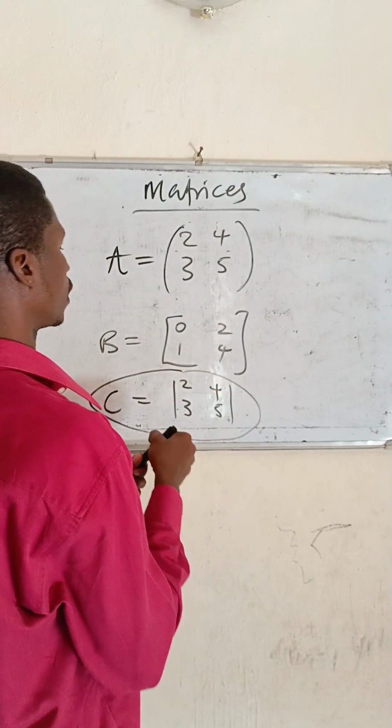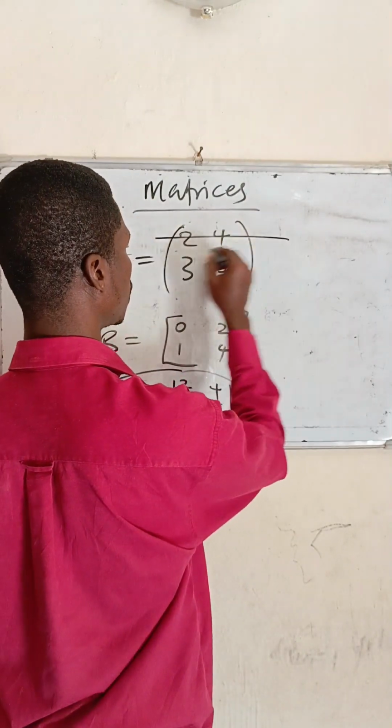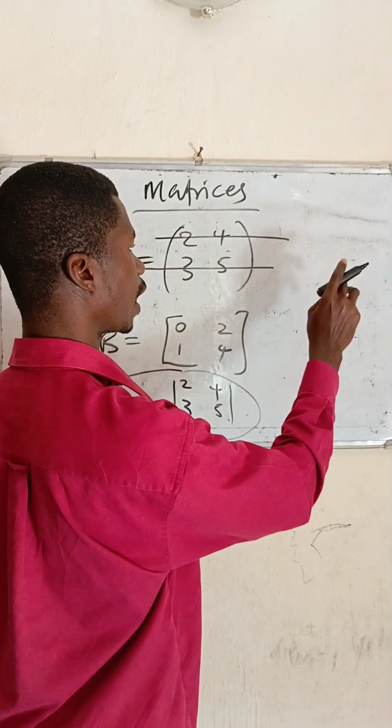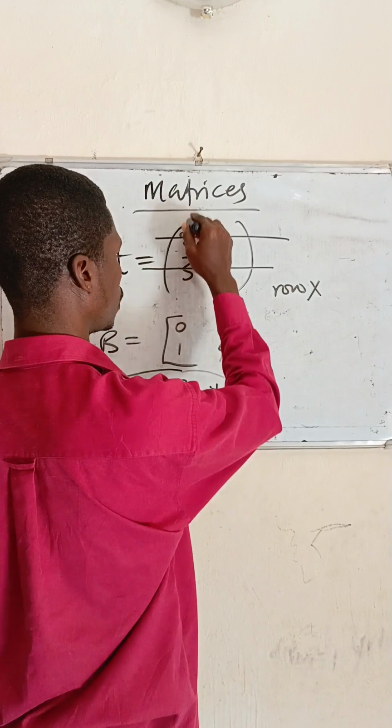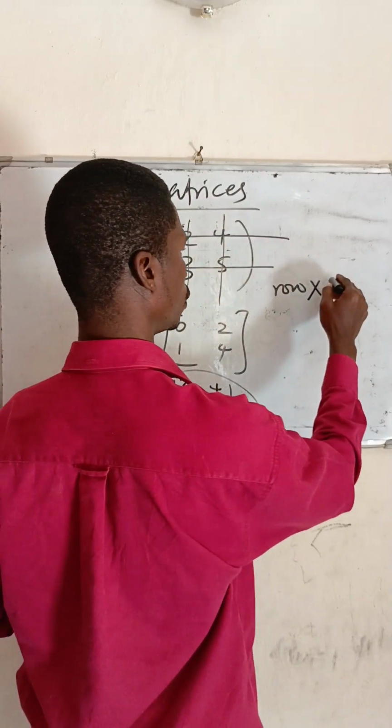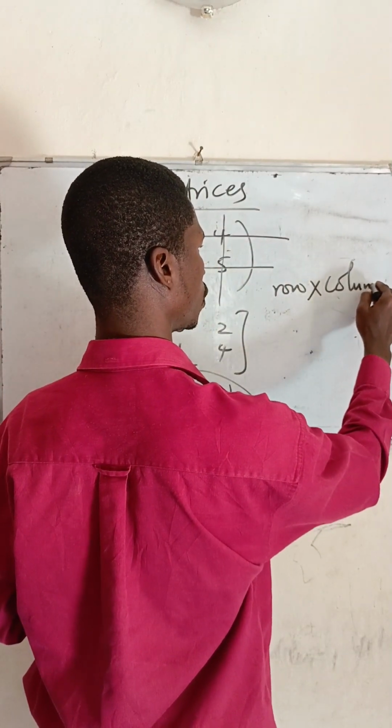What is the row? Now look at this. Are you seeing it now? The horizontal is called the row. How many verticals do we have here? 2. The vertical is called the column.